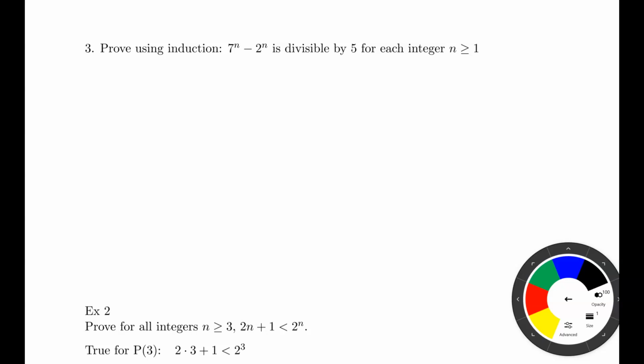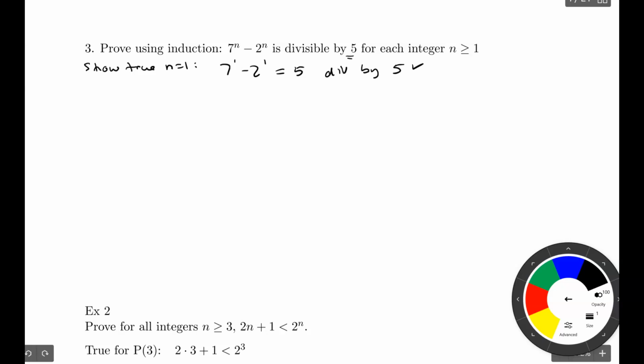Okay, so here we go. Here I have 7 to the n minus 2 to the n, and I want to show it's divisible by 5. So let's show it's true for n equal 1. I have 7 to the 1 minus 2 to the 1, which is equal to 5. Yes, that is divisible by 5. Check. Okay, so assume true for n equal k.